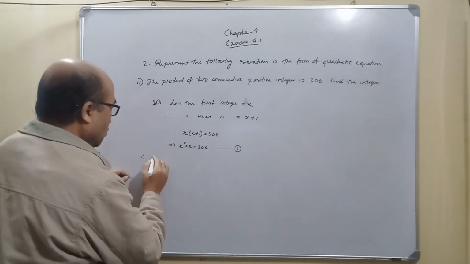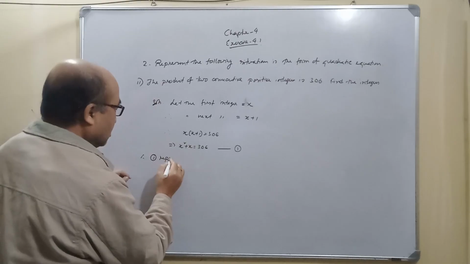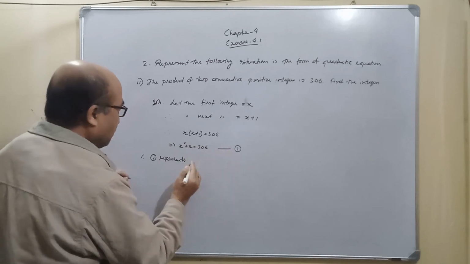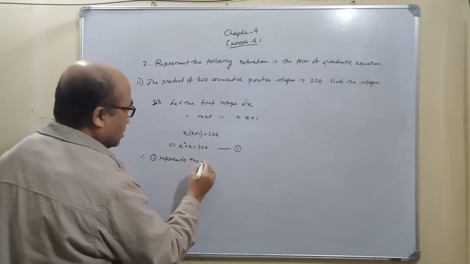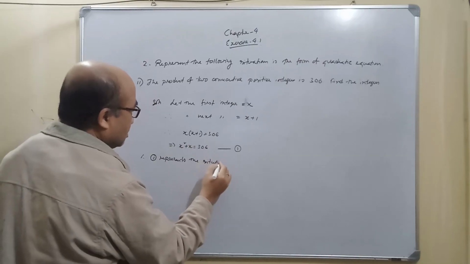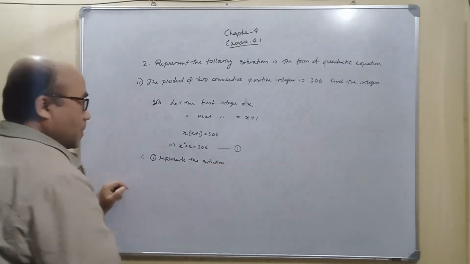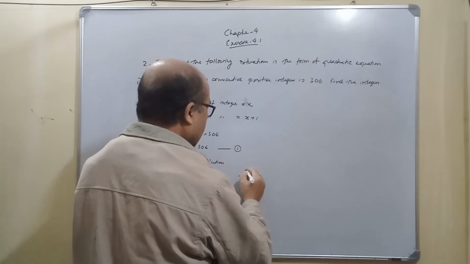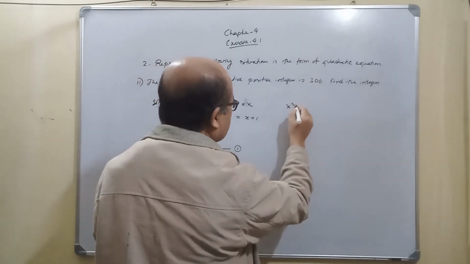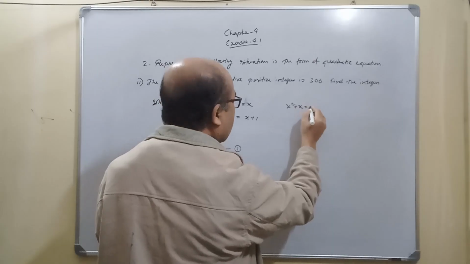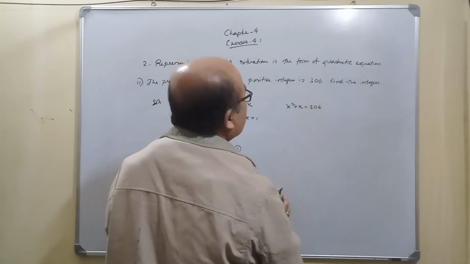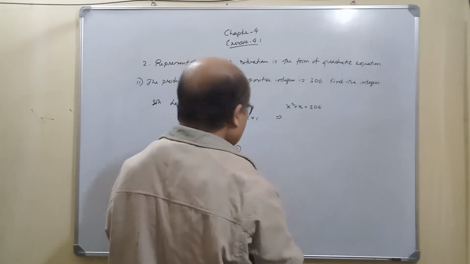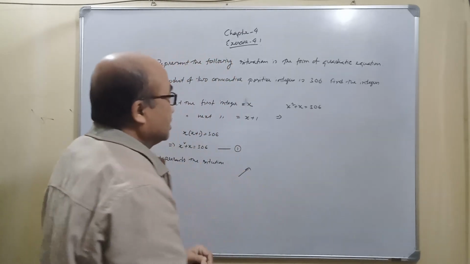This equation represents the situation. This is the first part. The second part is to solve this problem. So let us continue here. x square plus x is 306. Which method to use? Let us see.